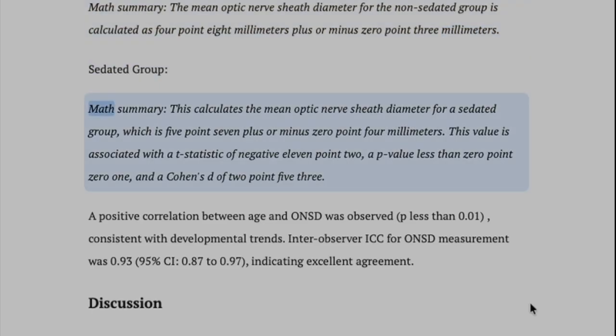Sedated group. Math summary. This calculates the mean optic nerve sheath diameter for a sedated group, which is 5.7 plus or minus 0.4 millimeters. This value is associated with a t-statistic of negative 11.2, a p-value less than 0.01, and a Cohen's d of 2.53.